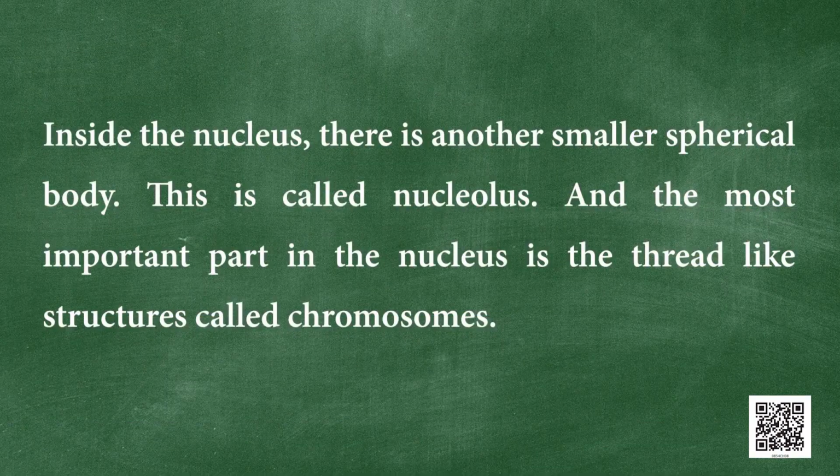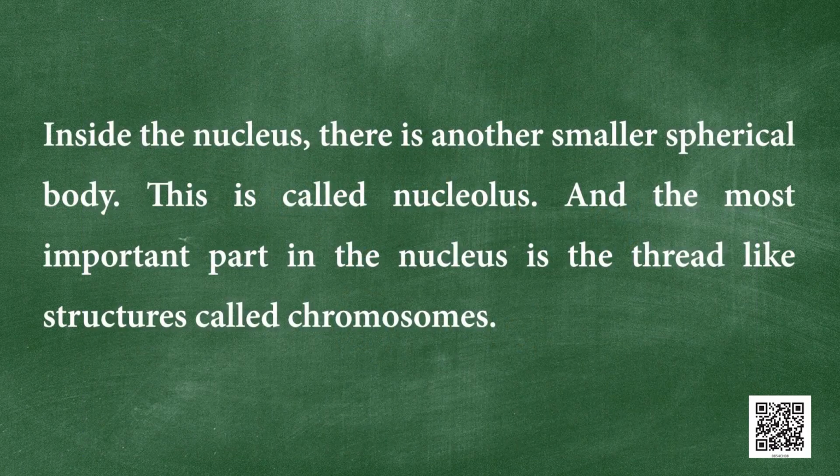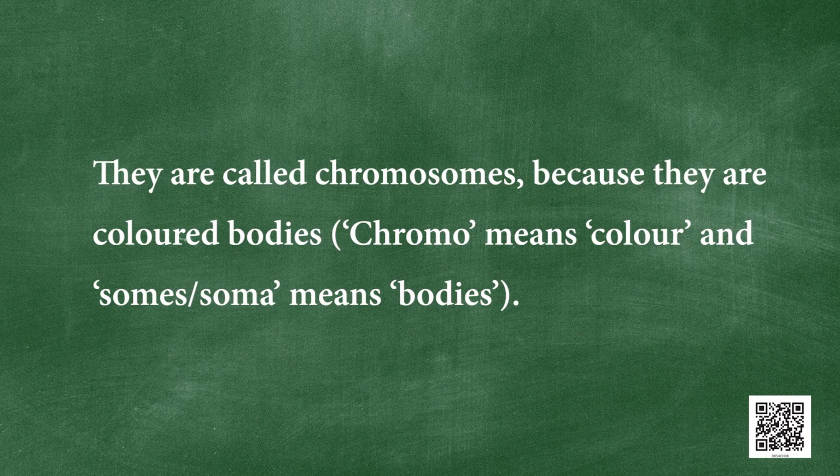Okay. Ma'am, what is there inside the nucleus? Inside the nucleus, there is another small spherical body. This is called nucleolus, and the most important part in the nucleus is the thread-like structures called chromosomes. Ma'am, why are they called chromosomes? They are called chromosomes because they are colored bodies. Chromo means color and soma means body.